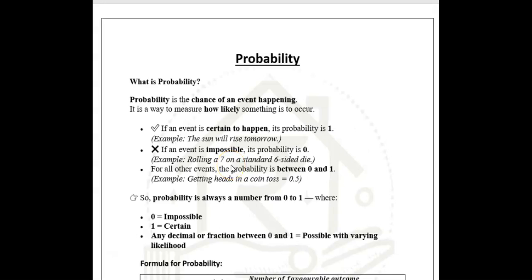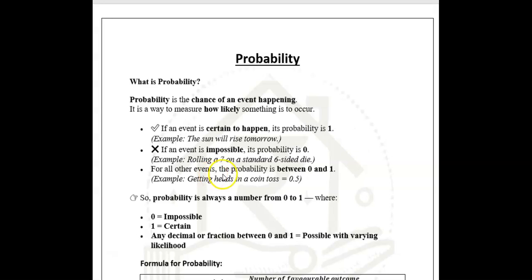In a die, rolling a 7 on a standard six-sided die is not possible. A six-sided die is there, and you want to roll the number 7. That is not possible in a die. It is only 1, 2, 3, 4, 5, 6. However many times you roll it, you will get only 1, 2, 3, 4, 5, 6.